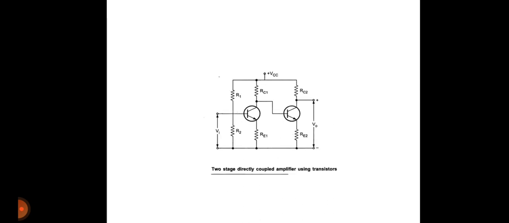Next, coming to the direct coupled amplifier. Here there are no coupling capacitors, so the output of the first transistor is connected directly to the input of the second transistor. Therefore the DC point will be added to the second stage, and the Q point will be disturbed for the second stage. It is a serious problem in the direct coupled amplifier. Whatever change appears at the input of the second stage will appear at the output of the second stage. This is known as the drift problem, a serious problem in the direct coupled amplifier.